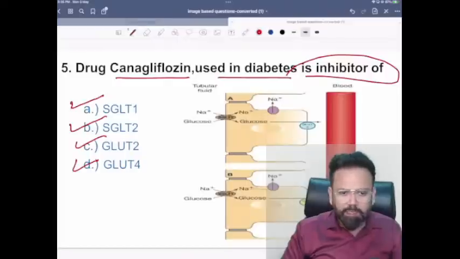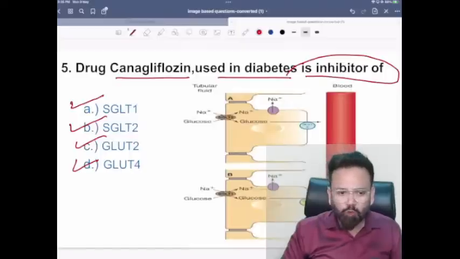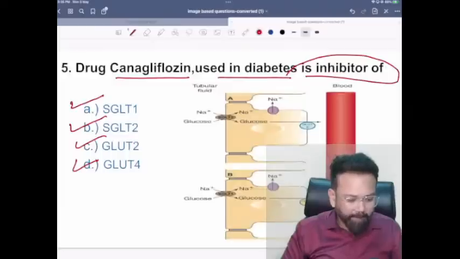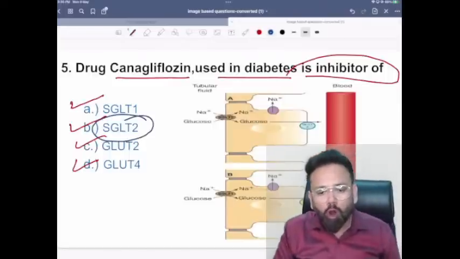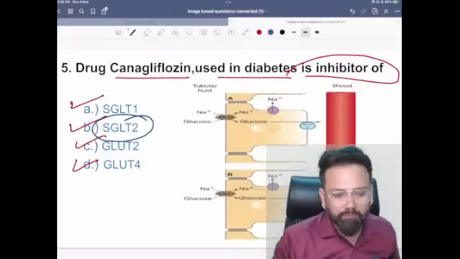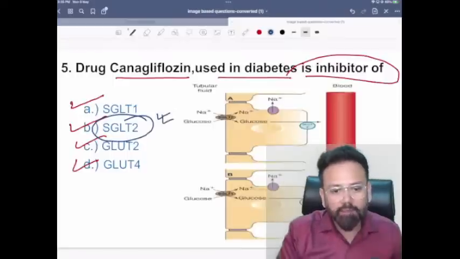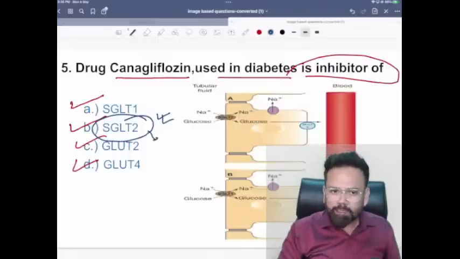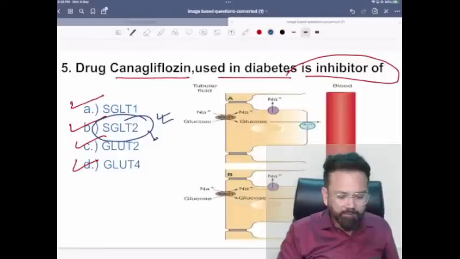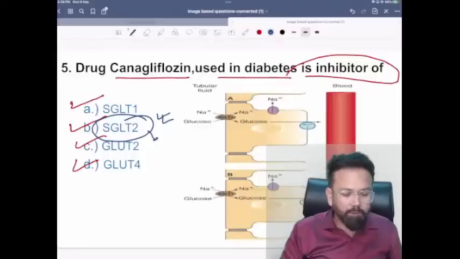Just now we have discussed in the kidney, maximum glucose absorption is by SGLT1 or 2 that have to be inhibited. Yes, Saurabh Survanshi? B. Very good. Most of you are saying very good. B, SGLT2. All gliflozins, Cana, Depa, Empa, these are SGLT2 blockers, because 90% of glucose in the PCT is absorbed by SGLT2. So in diabetes, we give SGLT2 blockers. Good.